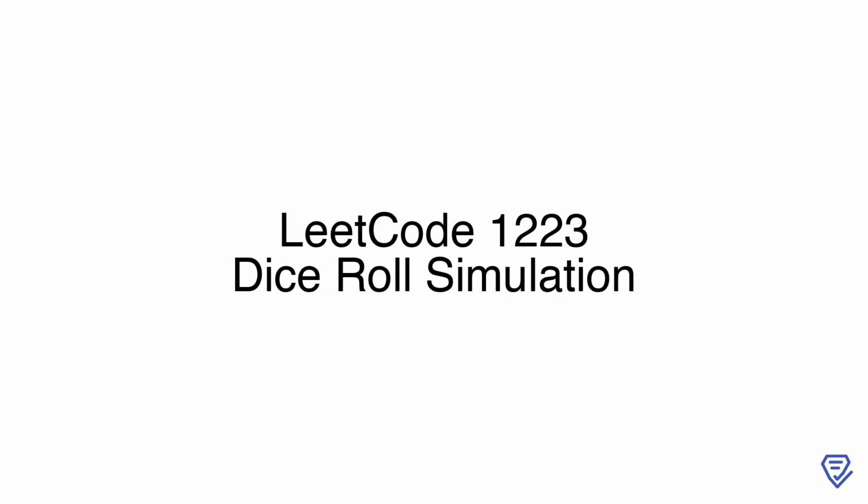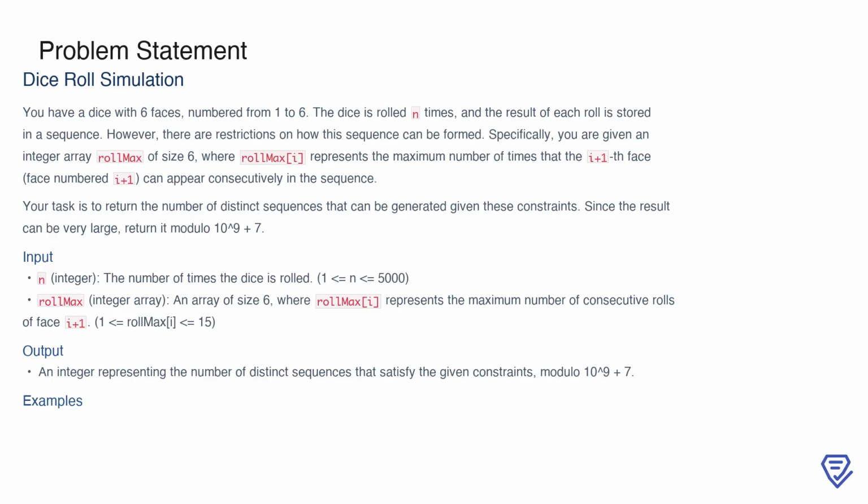Let's get started. In this problem, we are working with a dice that has 6 faces, numbered from 1 to 6. The dice will be rolled n times, and the results of these rolls will form a sequence. However, there are specific restrictions in place. These restrictions are defined by an array called rollmax, which has 6 elements. Each element in rollmax specifies the maximum number of consecutive times a particular face of the dice can appear in the sequence. For example, if rollmax[0] is 2, then the face numbered 1 can appear at most twice in a row. The goal is to calculate how many distinct sequences can be generated while satisfying these constraints.